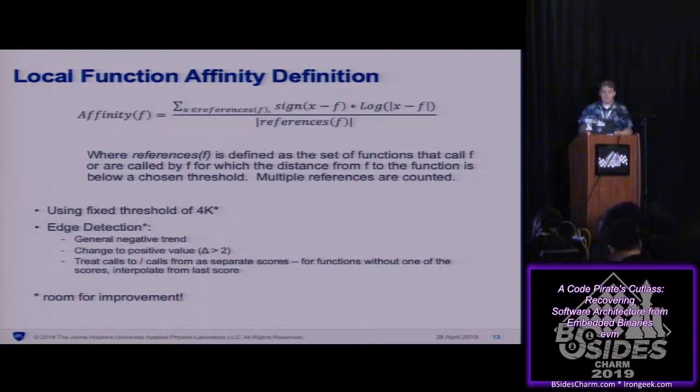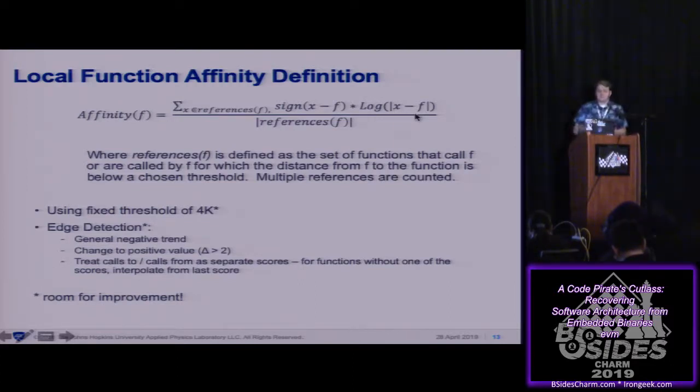This is the sort of mathematical formulation for what I call local function affinity. A way to think of it is the direction that a function is being pulled towards other functions around it, right? So is it called by functions, or does it call functions, more in the positive direction or the negative direction? You know, which way is it being pulled? And what I use here is a log term.